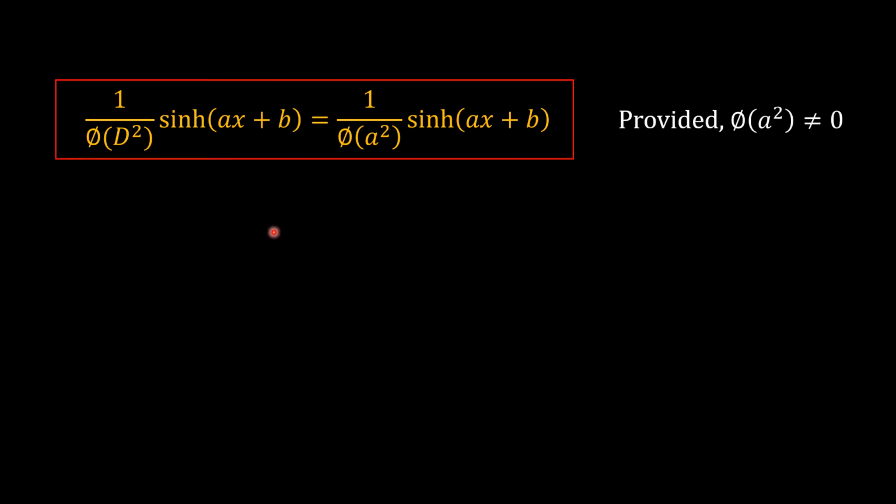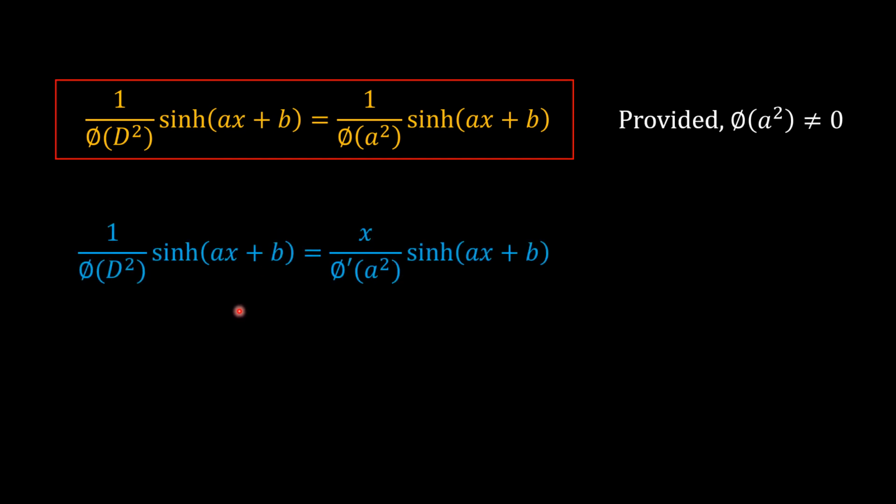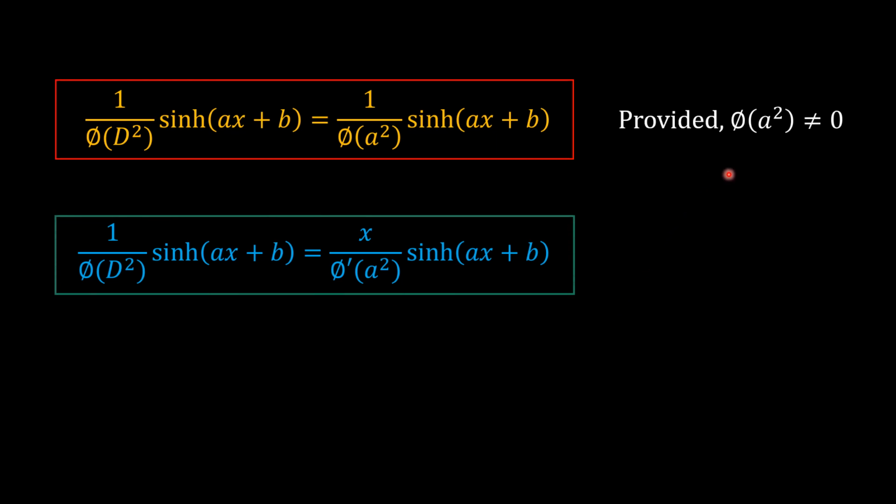When there is a case of failure, it will be evaluated in the same way as what we saw in the trigonometric function. So 1 upon phi of d square sine hyperbolic of ax plus b is equal to x divided by phi dash of a square sine hyperbolic of ax plus b. So we have to replace d square by a square. But we are going to use this rule when phi of a square is equal to 0 and this phi dash of a square is not equal to 0.